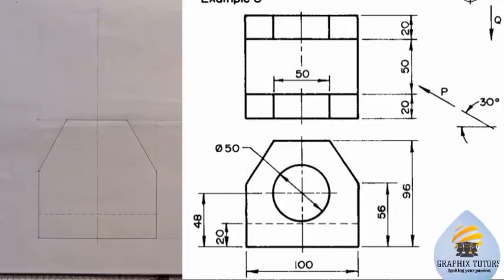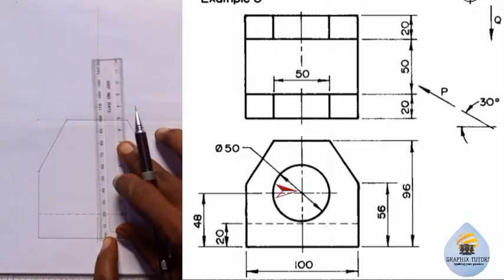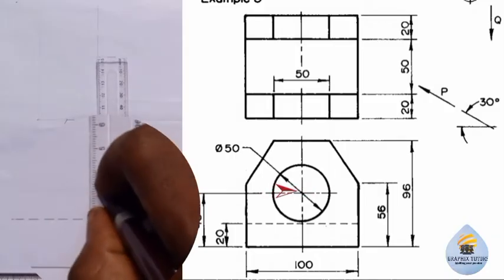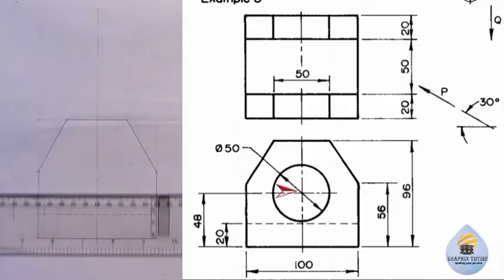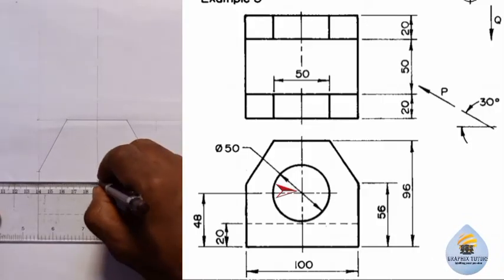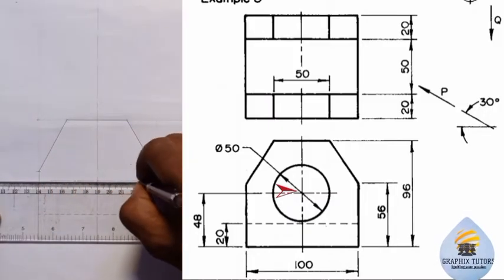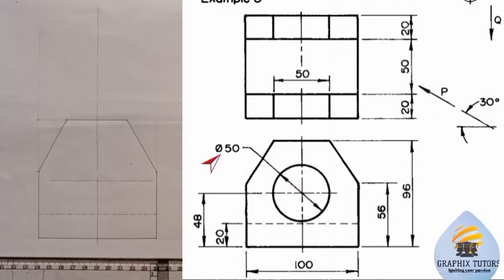Now is to get my circle. Now the circle is situated 48 away from the baseline. This is the baseline, so I measure 48 upward. So if I measure it from here, this is 48, right? And I'm going to draw the center line here, long, short. And the diameter of the circle, you can see, is given to be 50. So half of 50 is 25.